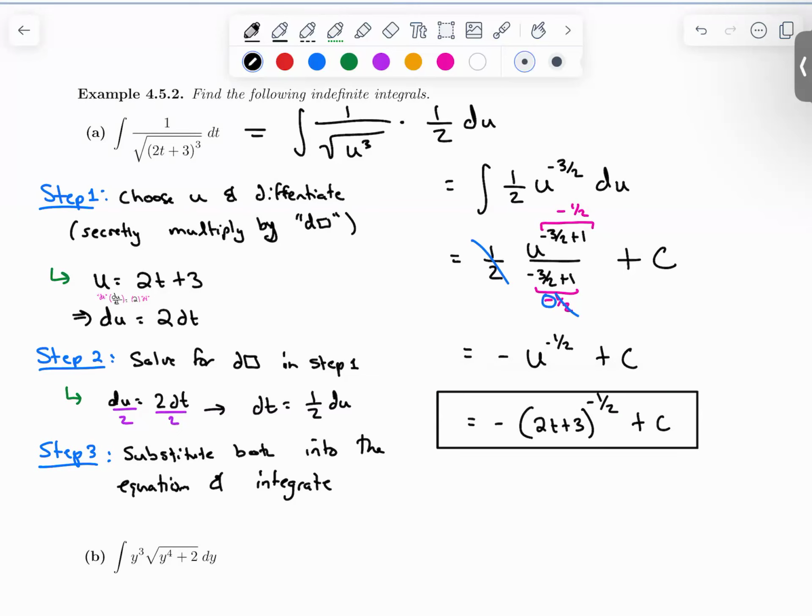Any questions on that? We're writing it down. This is definitely weird. It's just we're going to have to do practice with it.